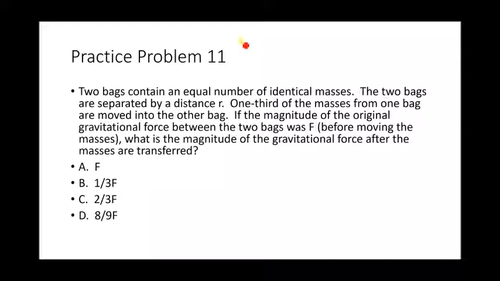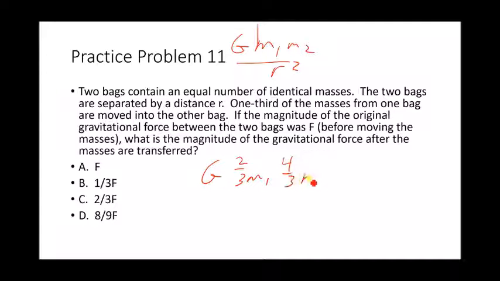So when we started off, the gravitational force was something like this. But what we do now, let's say we took 1/3 of the masses from M1 and we moved them over to M2. What that means is that the mass of M1 now is going to be 2/3 of what it originally was. And the mass of M2 gained an extra third. So it's now 4/3 of what it originally was. R didn't change. So all that changed was the distribution of the masses.